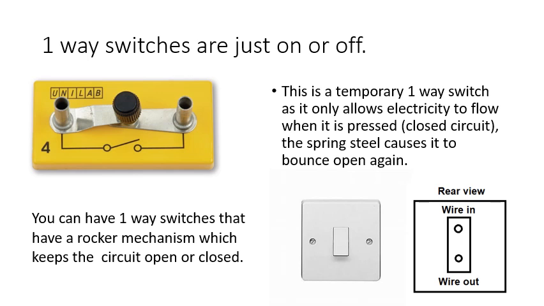And what you do is you take your wire from the source and you connect it to the wire in part on the back of the switch, and then you take a new wire out again from the back of the switch and connect it to your lights or whatnot.